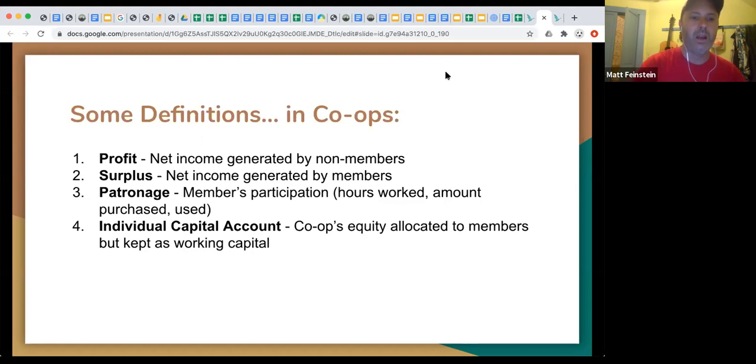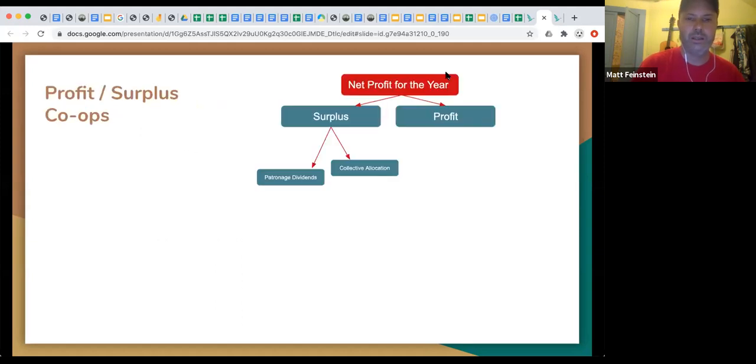They can be accumulating this capital in the co-op, and it can be paid out when the co-op is ready to pay it out. So it's a great option, and we're going to go into how that actually works through the co-op. But these are some terms to understand.